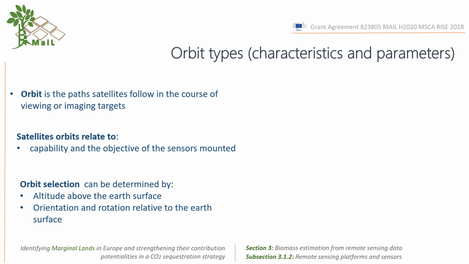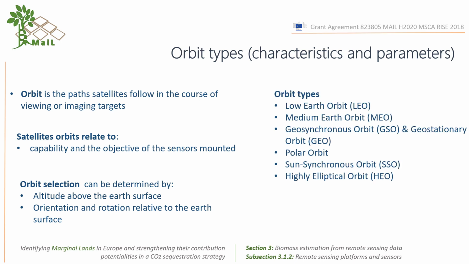Orbit types we have the medium Earth orbit, which is MEO. Geosynchronous orbit, which is GSO or geostationary orbit. We have the polar orbit. We have the Sun synchronous orbit and highly elliptical orbit. Details of each of these orbits can be found in the reference materials that will be provided after this section.